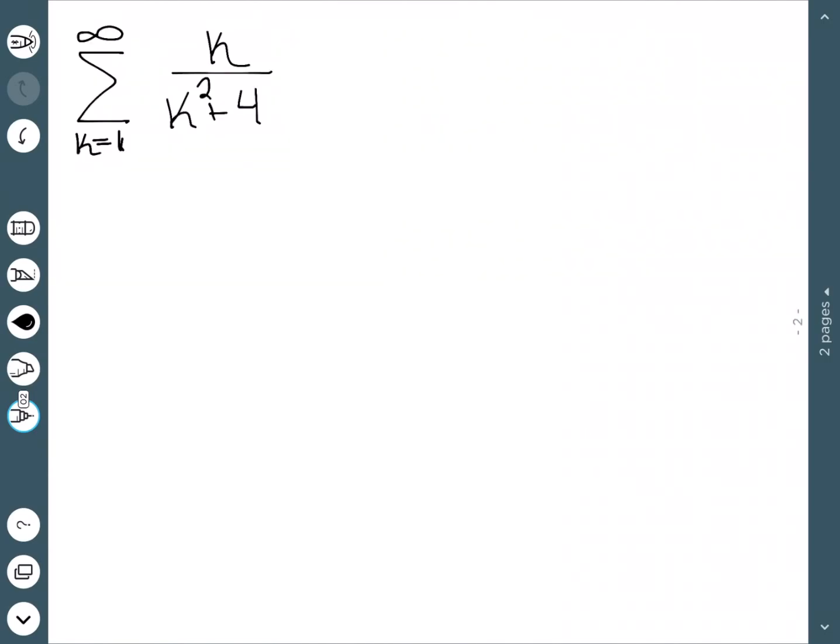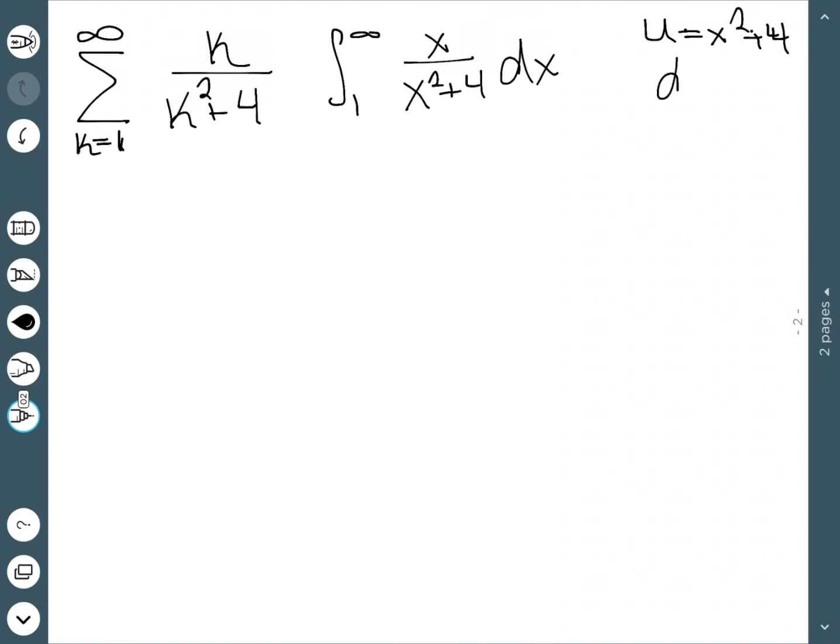My first example, the sum from 1 to infinity of k over k squared plus 4. So I'm going to need to integrate from 1 to infinity of x over x squared plus 4 dx. In order to evaluate this integral, we're going to do a U-substitution. U is x squared plus 4. So du would be 2x dx, or equivalently, 1/2 du is x dx.